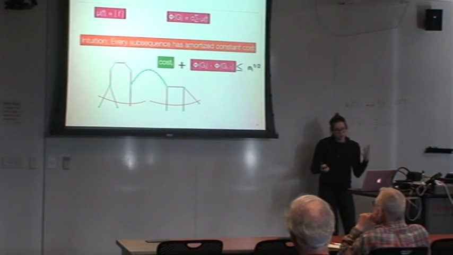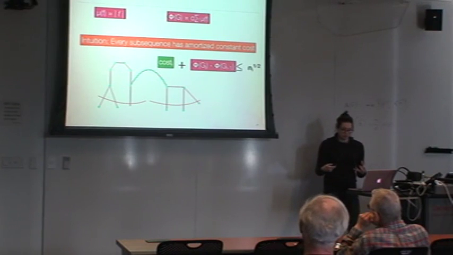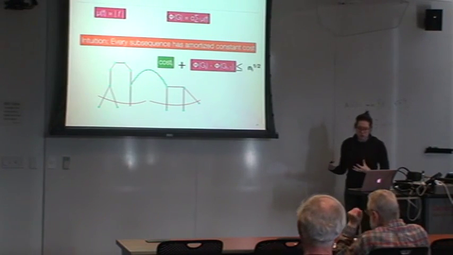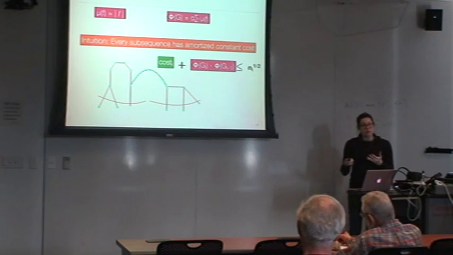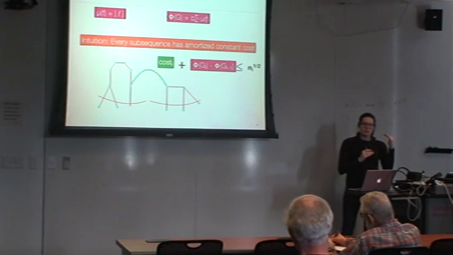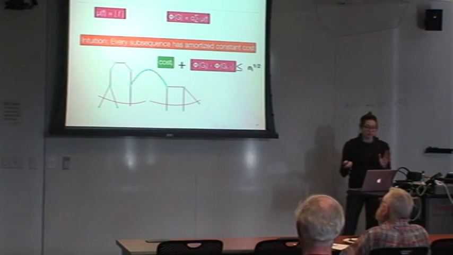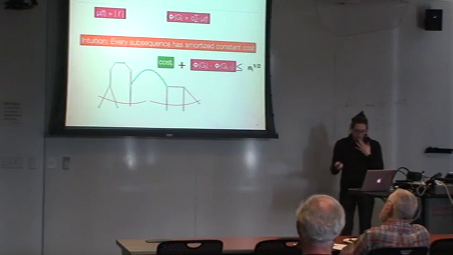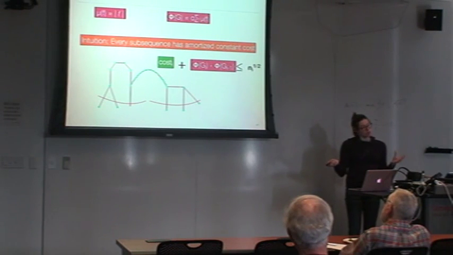So the intuition is that every subsequence has amortized constant cost. The way that works is that for every augmented face, the potential will increase by one. But it will also decrease because of the shrinking face that's next to it, aside from the big faces, where the potential does not decrease. And so that means that every subsequence has amortized constant cost.